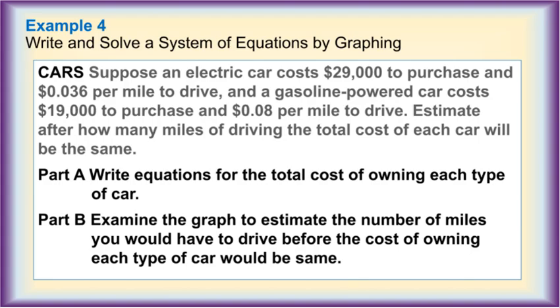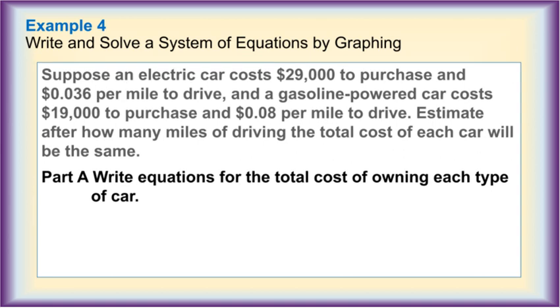Our next question is a word problem. It says, suppose an electric car costs $29,000 to purchase and 0.036 per mile to drive, and a gasoline-powered car costs $19,000 to purchase and 8 cents per mile to drive. Estimate after how many miles of driving the total cost of each car will be the same. In part A, write the equations. Part B, examine the graph to estimate the number of miles you would have to drive before the cost of owning each type of car would be the same.